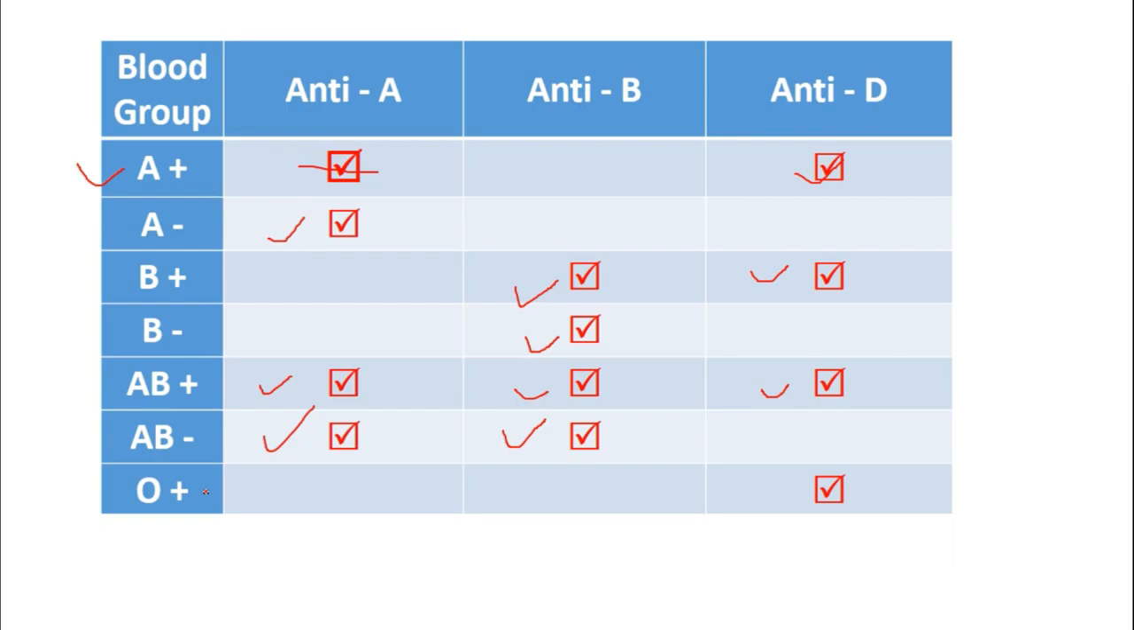In persons of blood group O positive, you will find agglutination reaction only in the antisera D. And in persons of O negative blood group, you never find agglutination in any of these antisera solutions, because they don't have any type of agglutinogens, neither A nor B. So this table is the most important. Please note it down.